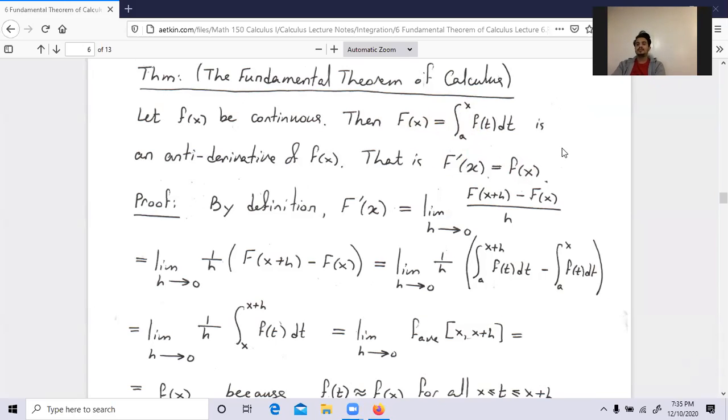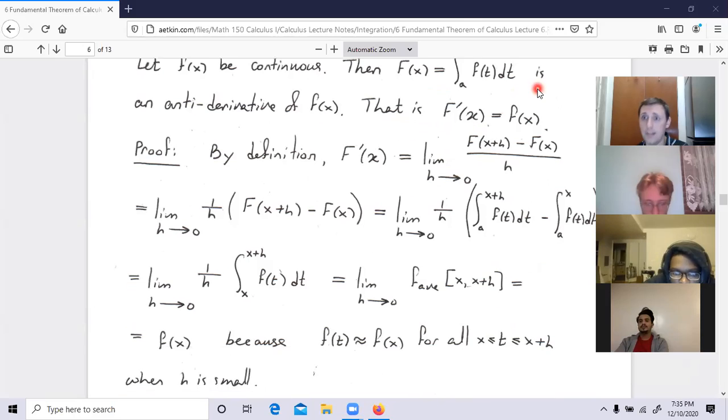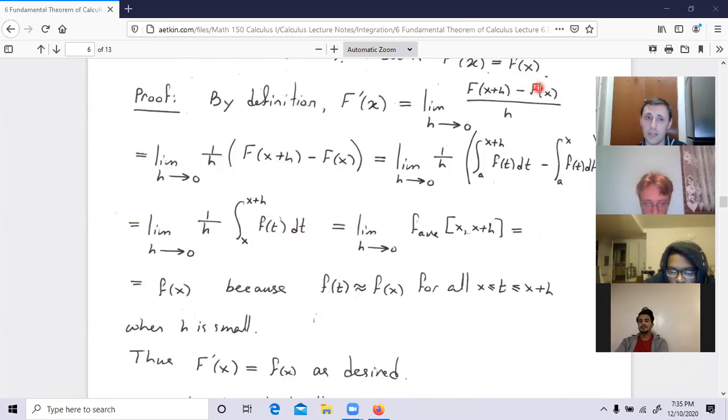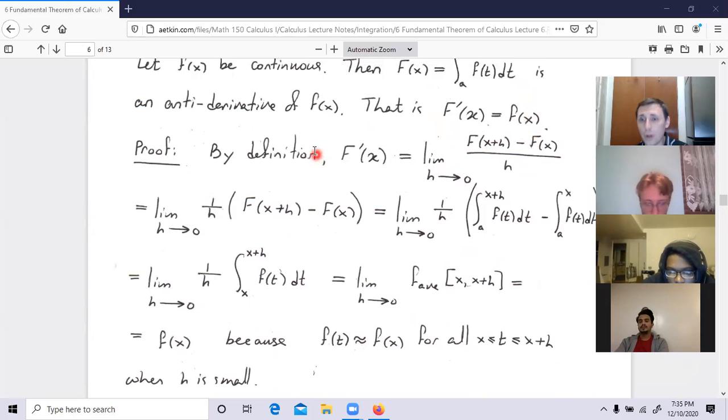And what's the intuition behind this theorem? If you understand that, that is amazing. It's called the fundamental theorem of calculus not in vain. So we always go to the definition. By definition of the derivative, F prime of x is just F of x plus h minus F of x, divided by h, which I can, if I want, write as 1 over h times this in parentheses. Are you with me thus far?